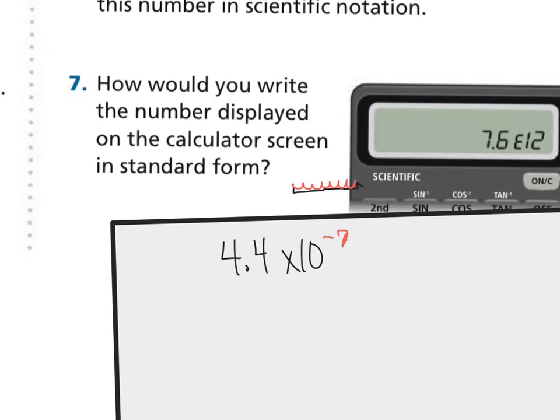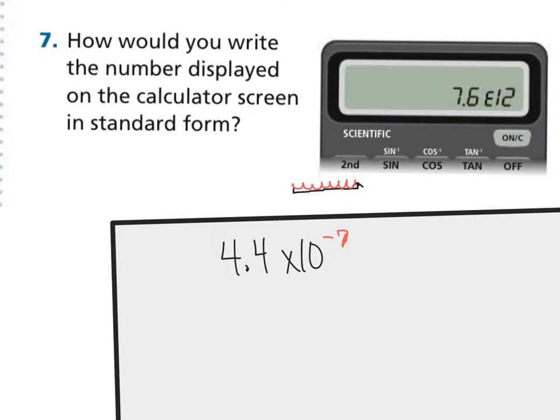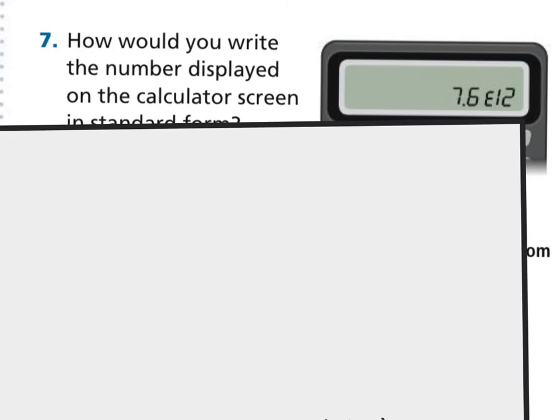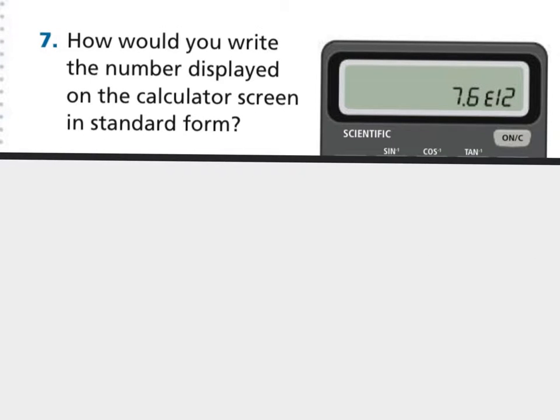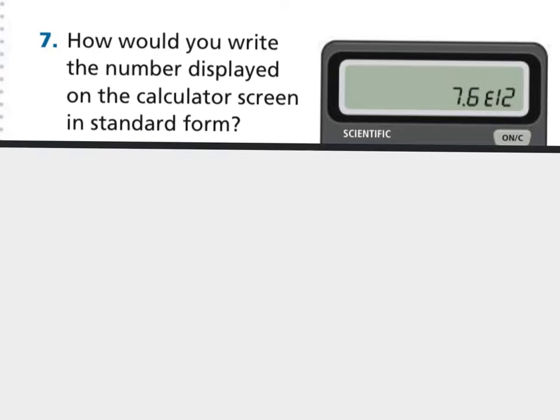And number 7, how would you write the number displayed on the calculator screen in standard form? First of all, let's talk about how you would write it in scientific notation. So in scientific notation, the calculator's meaning this would be 7.6 times 10 to the 12th power. When you see the E, that's like times 10 to whatever power's after it. That's scientific notation. We want standard form.